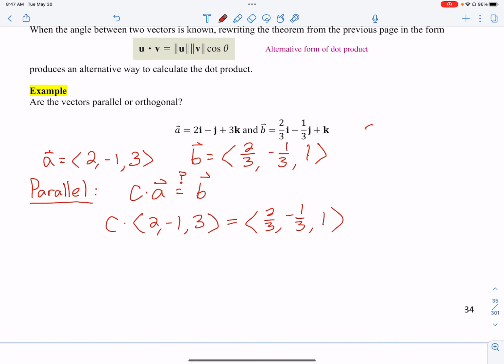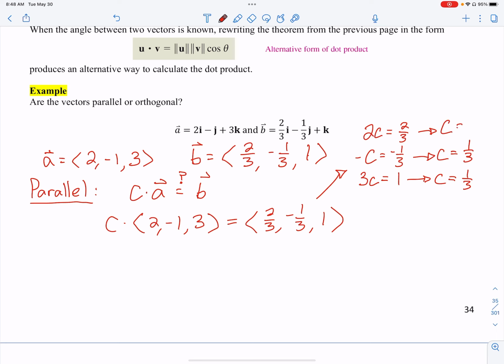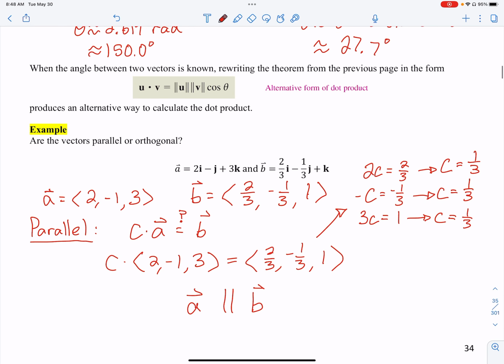2c equals 2/3. Negative c equals negative 1/3. And then 3c equals 1. So if we solve for c, I think this one's probably the easiest to solve for c. c is 1/3. So we're asking ourselves, hopefully, here we get c equals 1/3 just by multiplying by negative. And then this one is, okay, so if I'm going to divide by 2, the 2's will cancel, and I get 1/3. So a is parallel to b. We don't even need to check orthogonal, because if they're parallel, they cannot be orthogonal. Those are conflicting definitions.